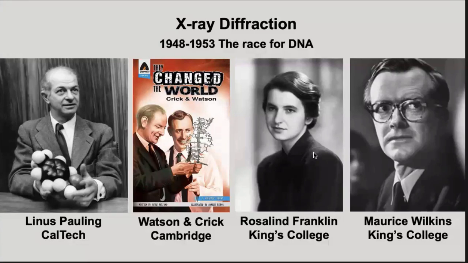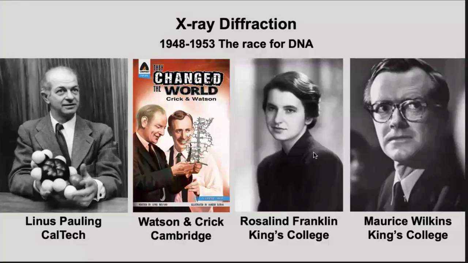And they were also getting bad data. They also hadn't figured out the trick to getting good X-ray diffraction images of DNA. So they were aware of Linus Pauling's triple helix model. I think they proposed their own triple helix model at one point in the process, but still weren't getting great results.